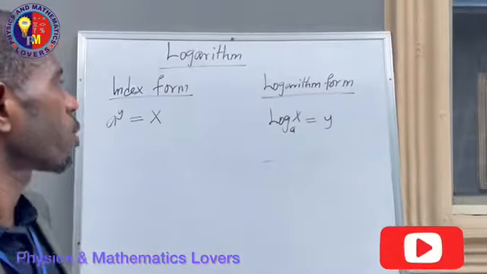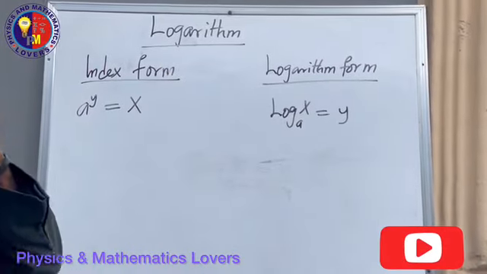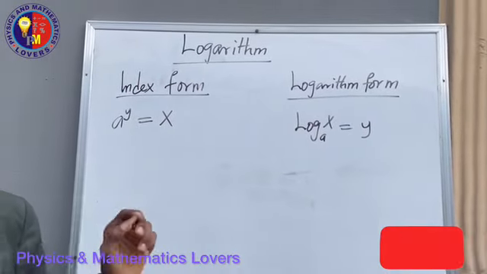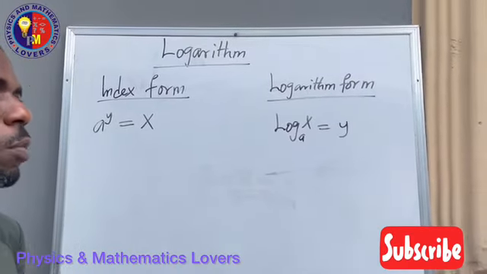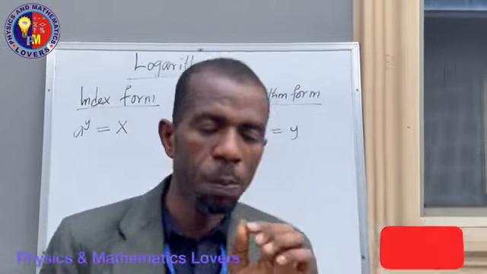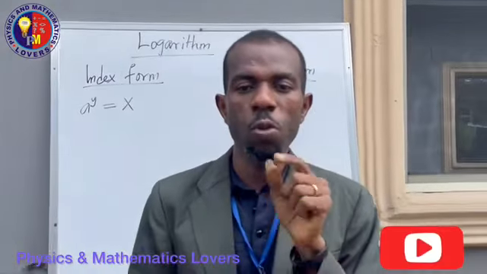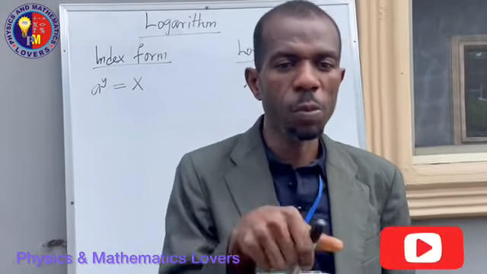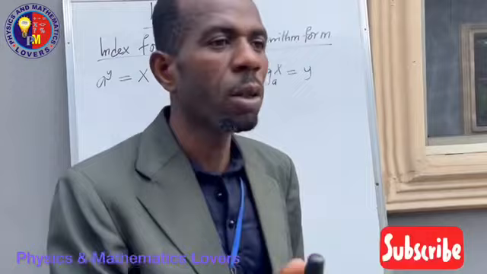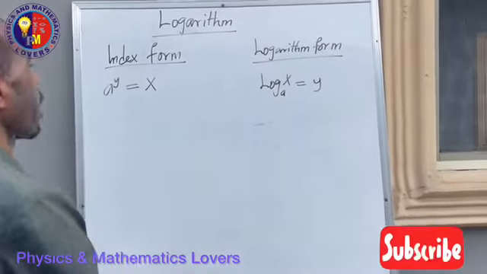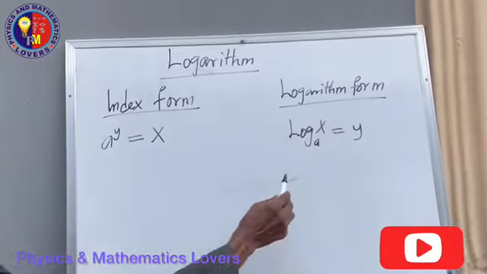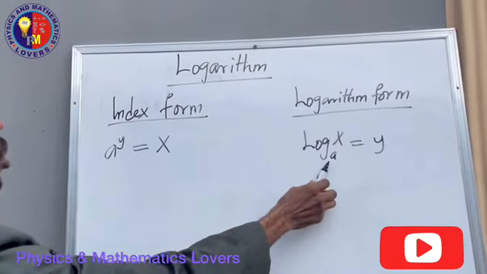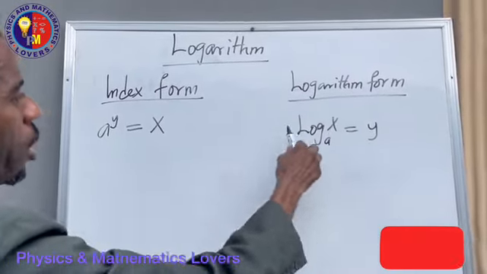Today, we want to learn the topic, logarithm. When we say logarithm of a number to a particular base, it means the exponent or index to which that particular base must be raised to give you the number. Look at the logarithm form. Log x to the base a is equal to y. This is what a logarithm function is.